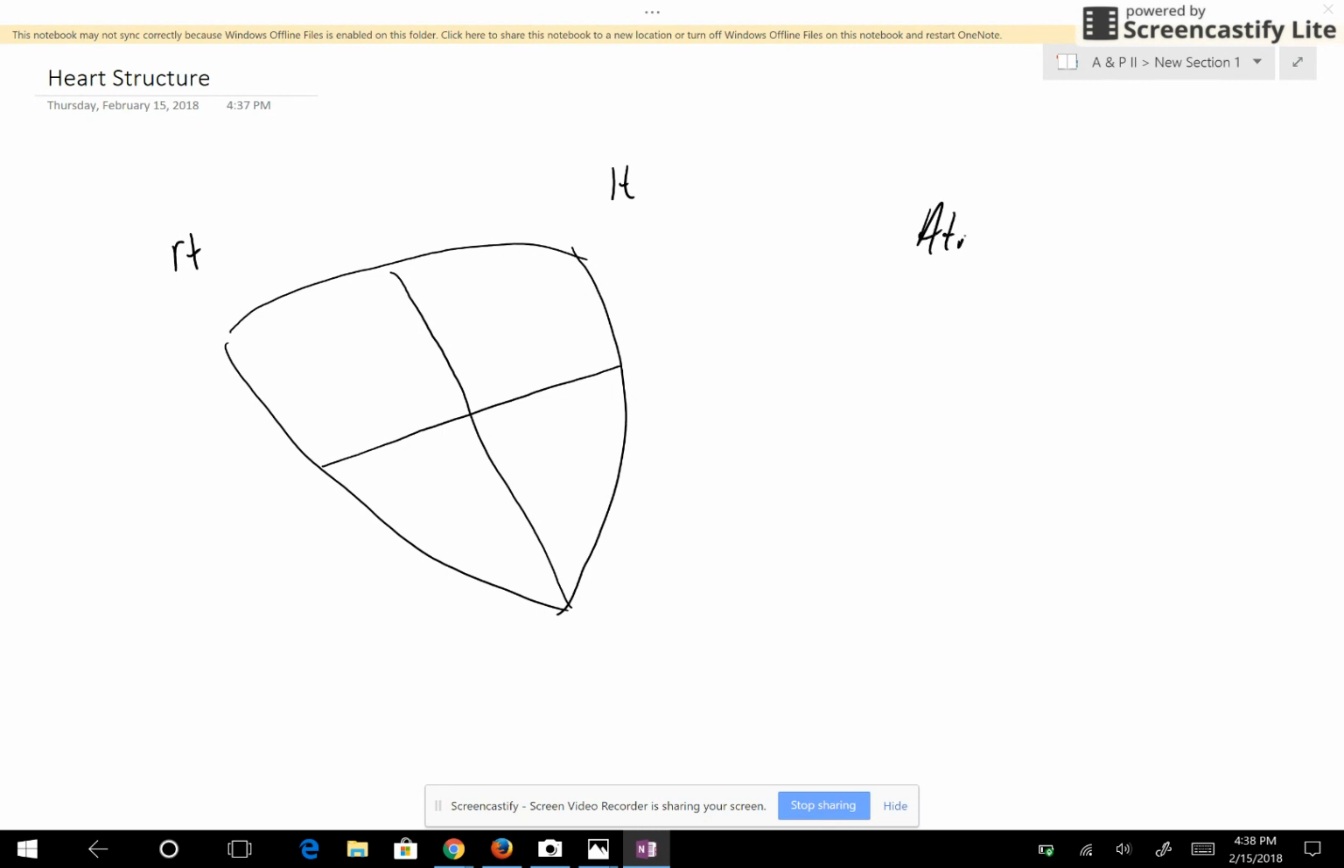The atria are at the top. The ventricles are at the bottom. So let's label our 4 quadrants. Here we have our right atrium. This is the left atrium. Remember that atria is plural and atrium is singular. So this is the right ventricle. This is the left ventricle.